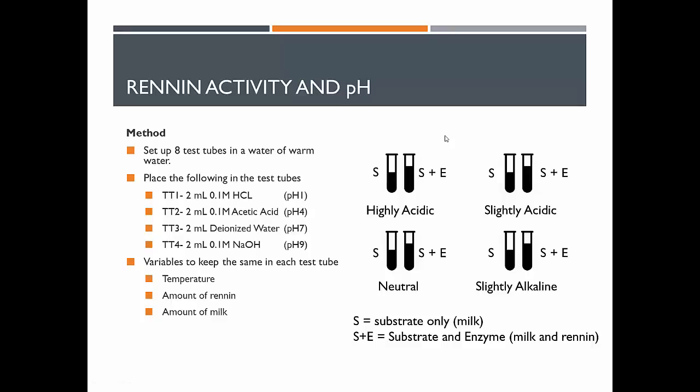Okay, second experiment. We have renin activity and the effect of pH. Similar to the previous one, we're going to have 8 test tubes in a water bath of warm water. So these are all going to be the same temperature. It doesn't matter what temperature they are, but they're going to be the same temperature. We are then going to place the following in the test tubes.